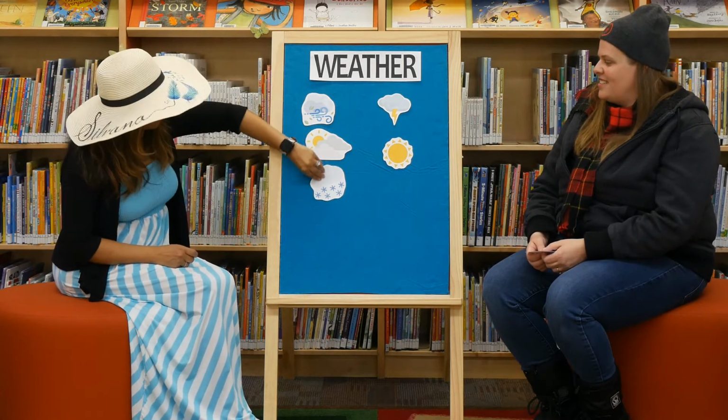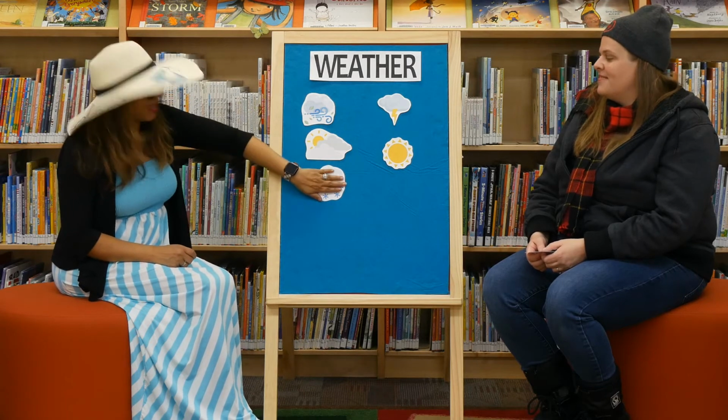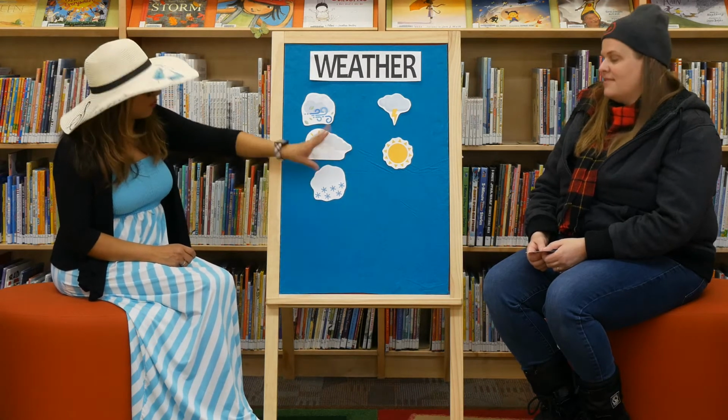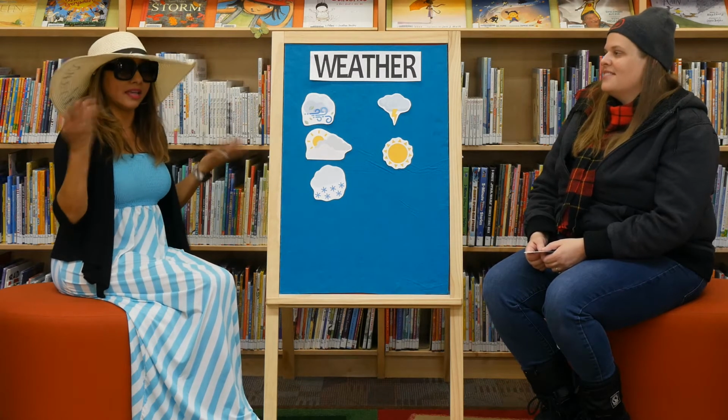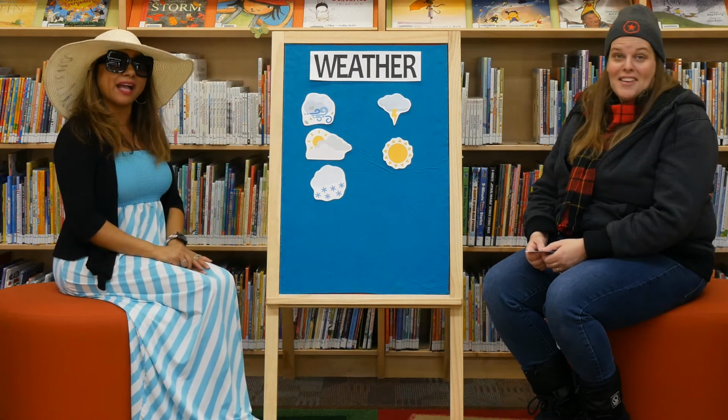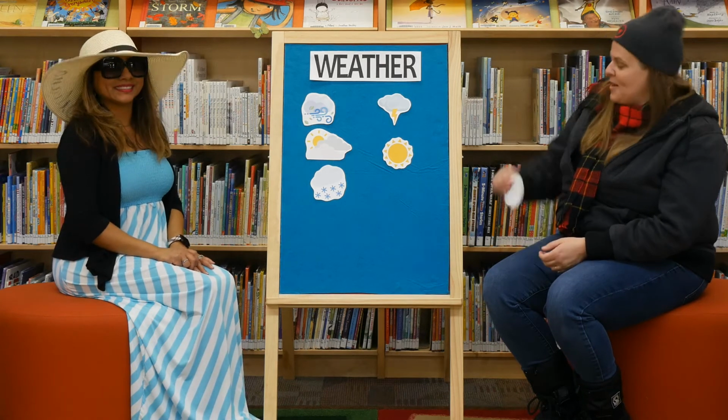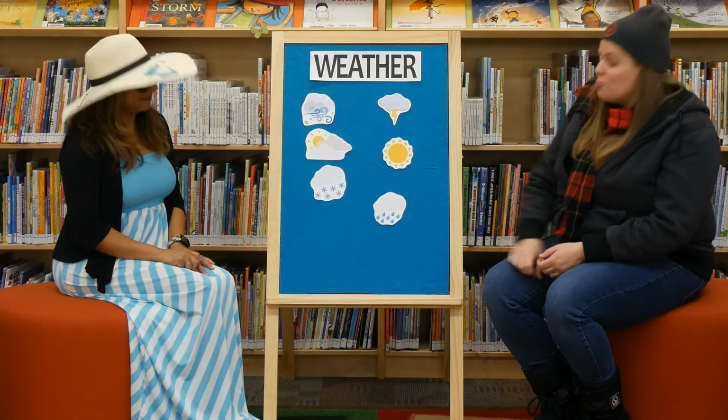And we have a snow. That happens when the clouds get very dark and we get nice snow flurries. And some people like to play in the snow. I like it too. Miss Carly's all dressed up for that. I love to play in the snow. I'm ready. All right, my last one I have is a rainstorm.